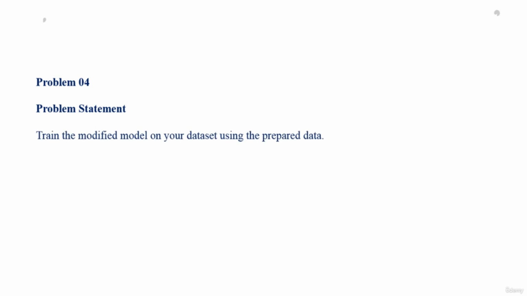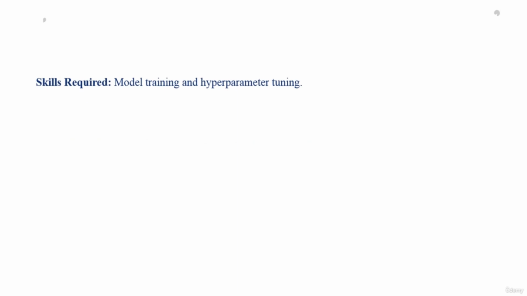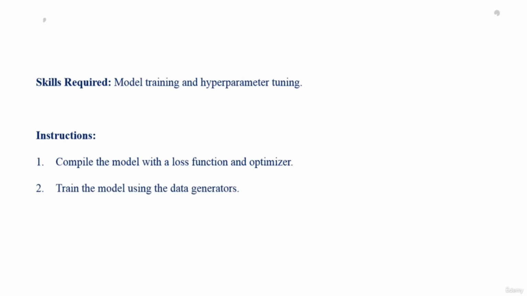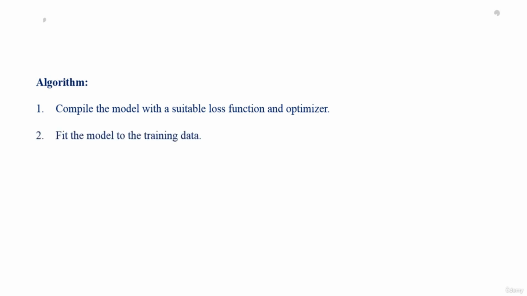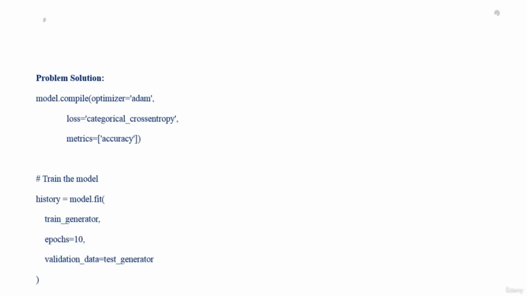Problem 04. Problem statement. Train the modified model on your dataset using the prepared data. Skills required: model training and hyperparameter tuning. Instructions. Compile the model with the loss function and optimizer. Train the model using the data generators. Algorithm. Compile the model with a suitable loss function and optimizer. Fit the model to the training data. How code is working: the model is compiled with the Adam optimizer and categorical cross-entropy loss. It is then trained on the training data and validated using the test data.